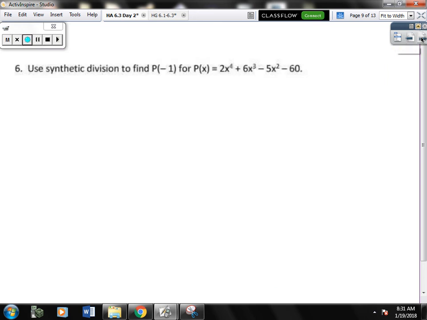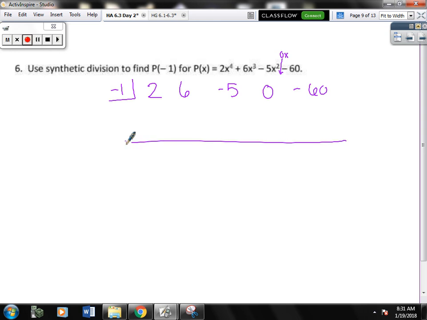See if you guys can try the next one, p of -1, using synthetic division. And be careful, this one is missing a term. Which term is it missing? An x. So make sure you put a 0 in. If you don't, the remainder will be wrong.